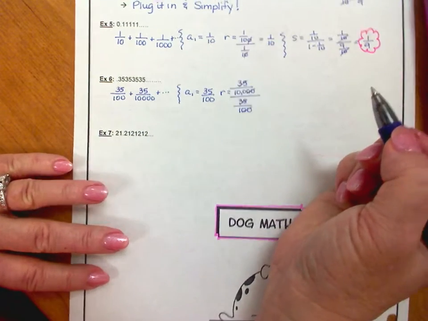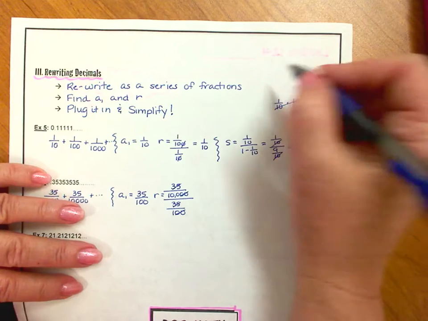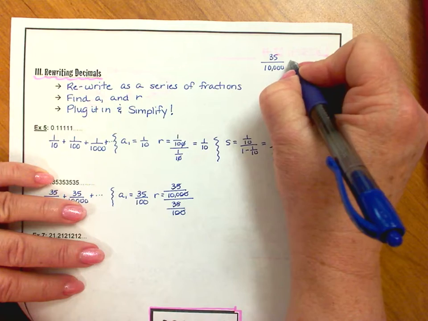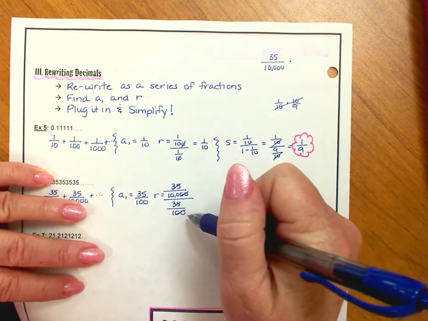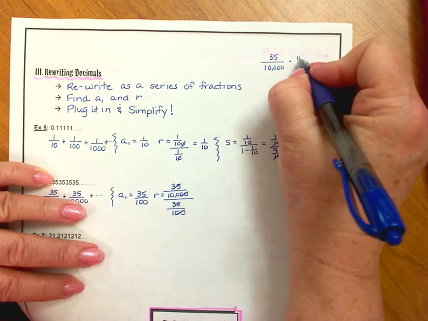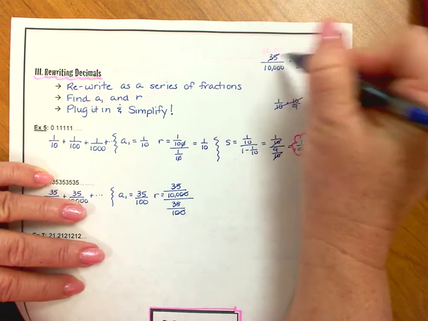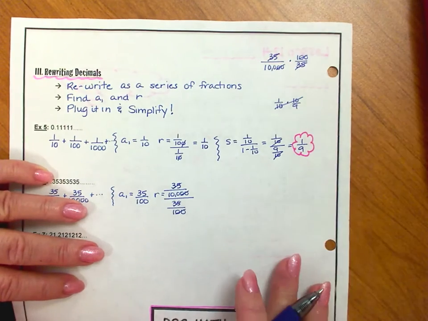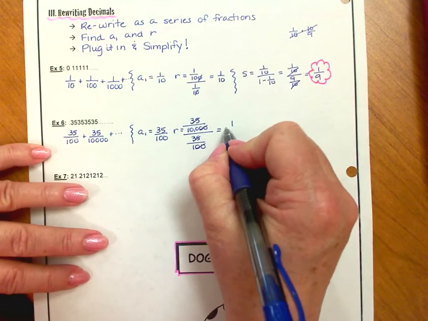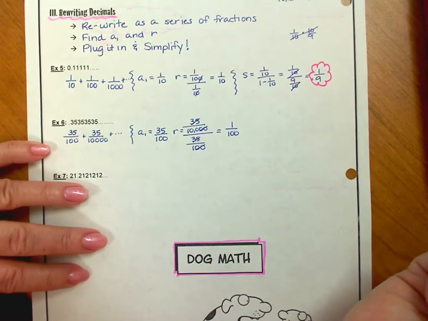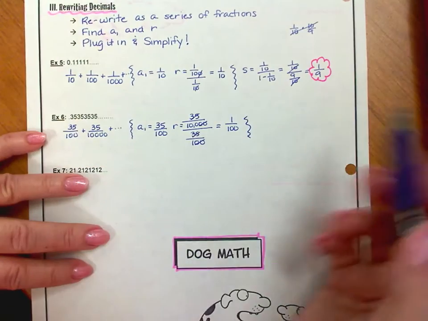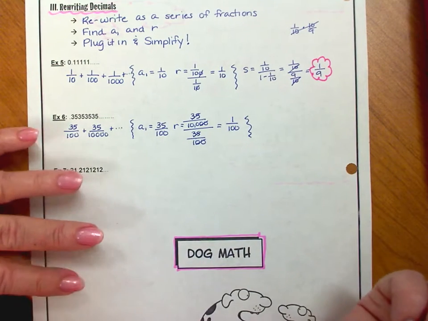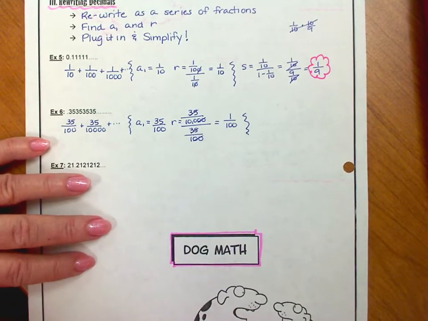Let me go back up here and show you how I did that. So we have 35 over 10,000 times, and now I'm flipping it, so it's going to be 100 over 35. So I can cancel out my 35s. I can cancel out 2 zeros, and I'm going to be left with 1 over 100. I did that by canceling out numerators and canceling out denominators. That's always going to work too, but only when you have stacked fractions.